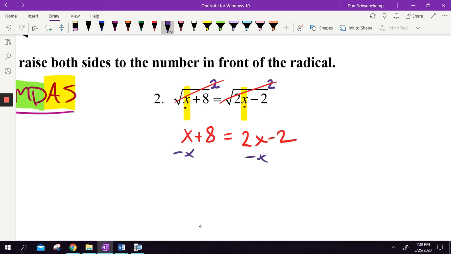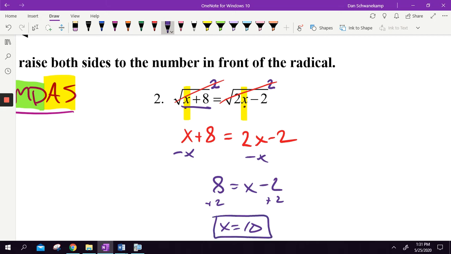Subtract x, I get 1x minus 2 is 8. I'm going to add this 2 to the other side, add 2, x equals 10. If I plug in 10 over here, I would get the square root of 18. If I plugged in 10 over here, I'd get 2 times 10, which is 20, minus 2, which is the square root of 18. That is a true statement. Boom.